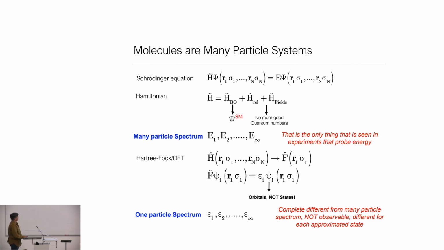So now it's important that the spectrum of orbital energies has nothing to do with the spectrum of the many-particle Hamiltonian, right? And so, for example, the Kohn-Sham or Hartree-Fock equations can be converged on different electronic states, right? And then each and every electronic state has a totally different one-particle spectrum, yeah?